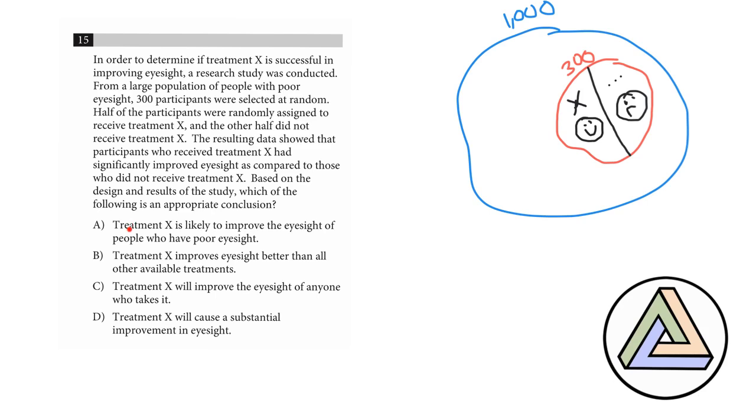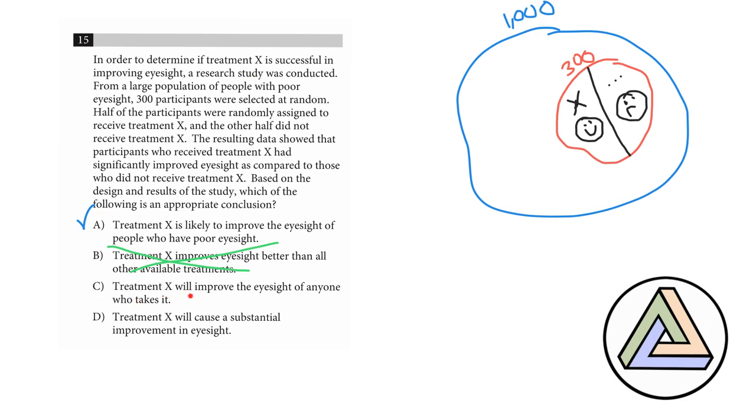So let's move on. Treatment X is likely to improve the eyesight of people who have poor eyesight. I like that one. That's a good one. So we're going to keep that one in mind. Answer choice B. Treatment X improves eyesight better than all other available treatments. That's a bit much. We don't know anything about other available treatments. Not enough information here to make that conclusion.